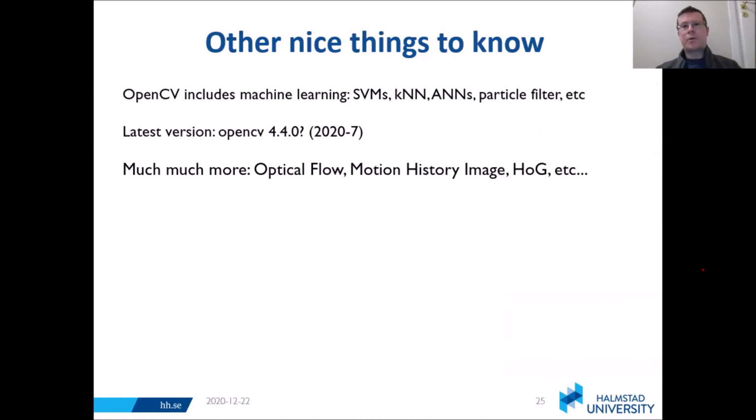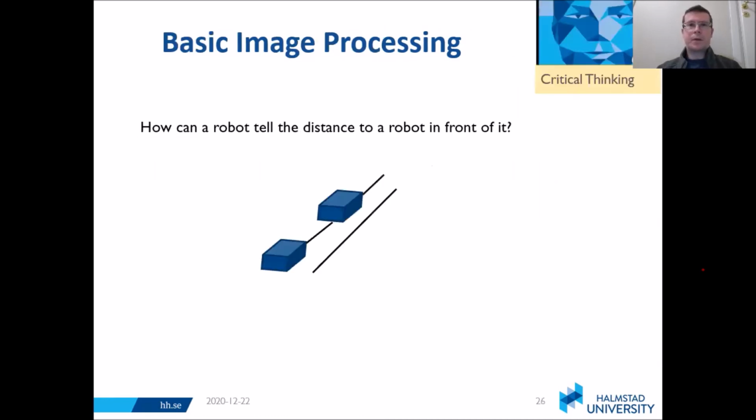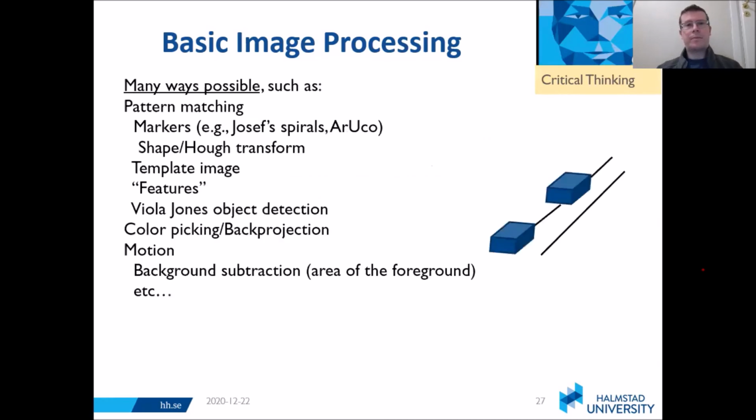Other nice things to know: OpenCV has some support for machine learning. The latest version was 4.4.0 in the summer this year. There are many, many more fascinating tools and algorithms that you can check out, like optical flow and motion history images. A little question: how could a robot tell the difference to a robot in front of it using computer vision, do you think? You can stop your video here if you want to think about it, otherwise we go on.